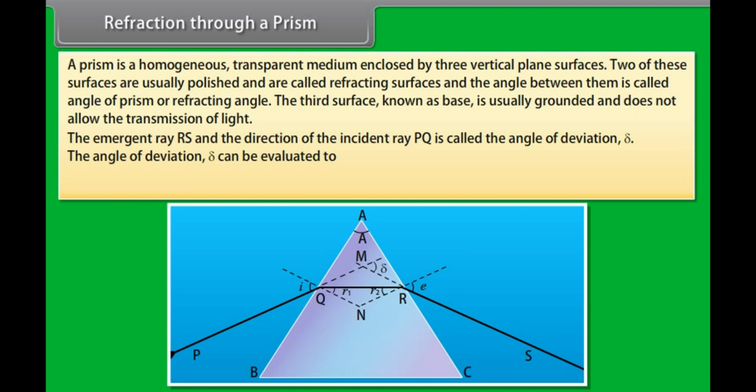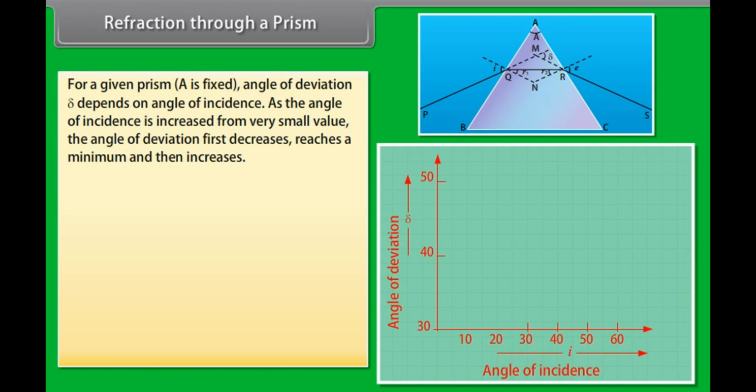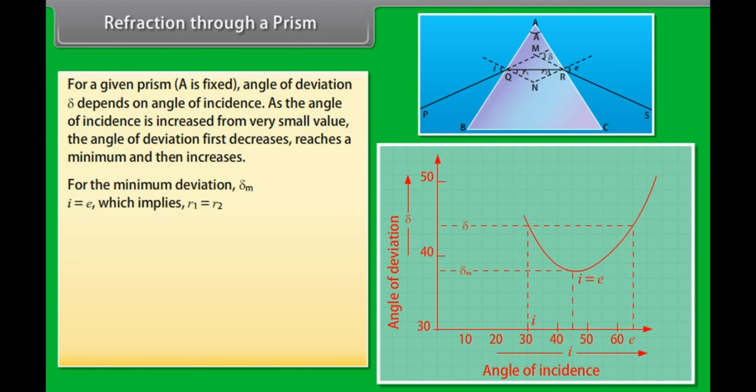The angle of deviation delta can be evaluated as delta is equal to i plus e minus A. For a given prism, A is fixed, and the angle of deviation delta depends on the angle of incidence. As the angle of incidence is increased from a very small value, the angle of deviation first decreases, reaches a minimum, and then increases. For the minimum deviation, i is equal to e, which implies r1 is equal to r2. Delta minimum is equal to 2i minus A.